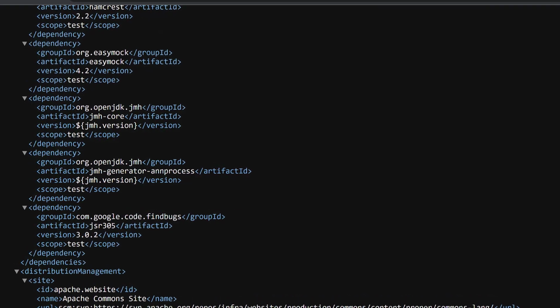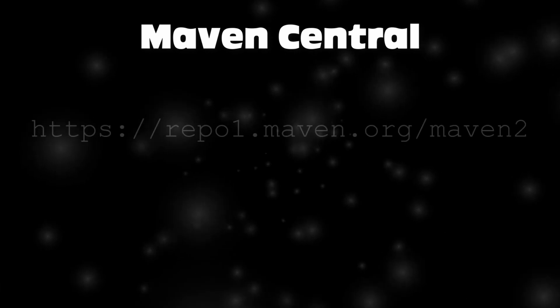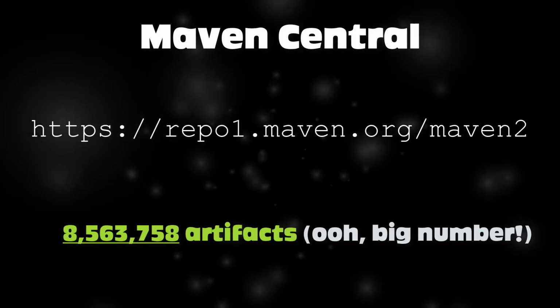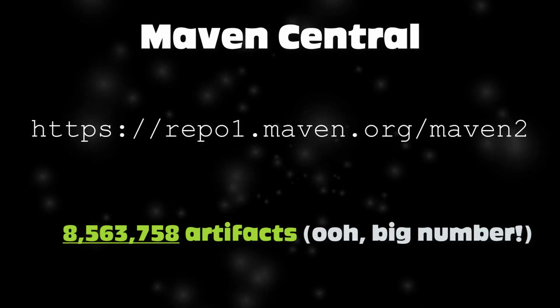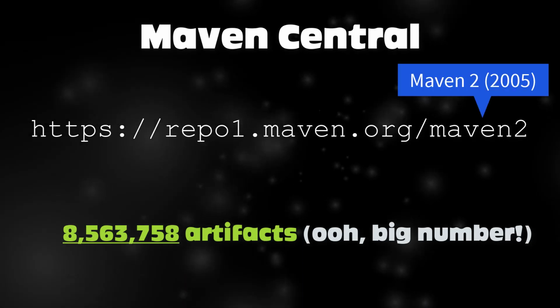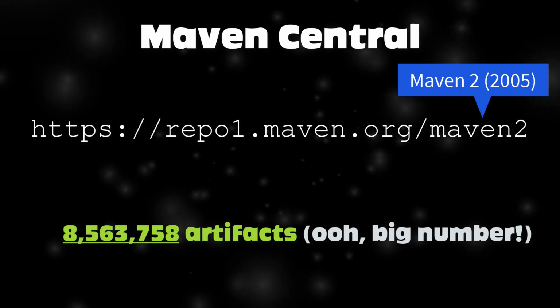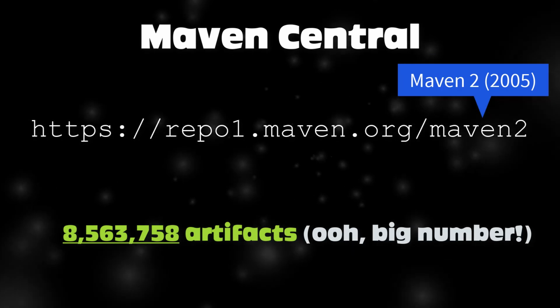Now that you understand the Maven repository format, let's learn about Maven Central in more detail. This is a repository hosted at this URL and it contains over 8 million artifacts. The Maven 2 refers to Maven version 2 released in 2005. Even though version 3 of the Maven build tool was released in 2010, it still uses the repository version 2. If you think this is a confusing naming convention, I completely agree.